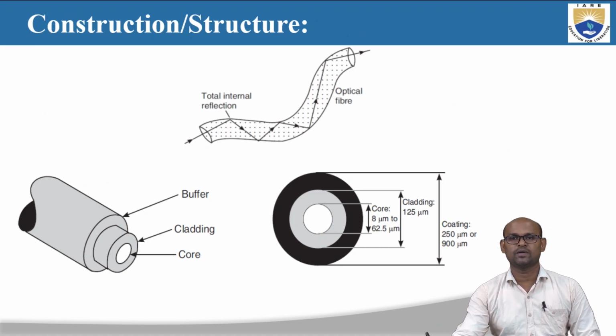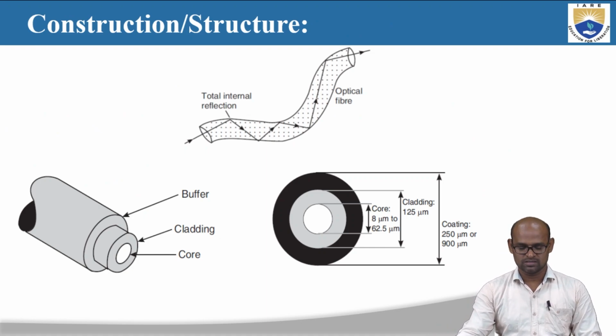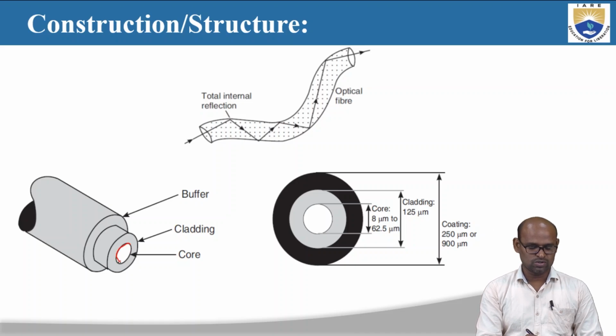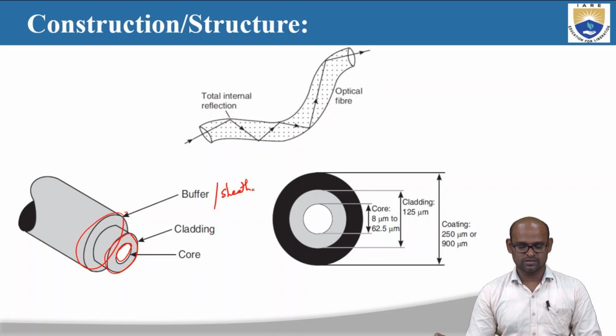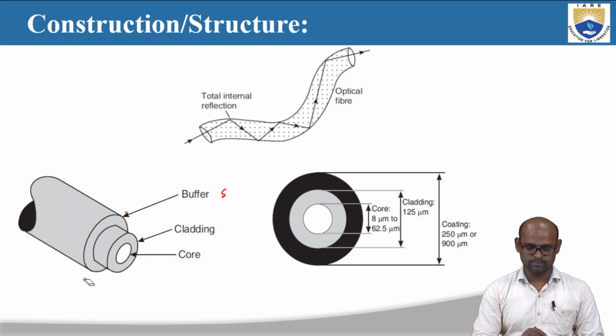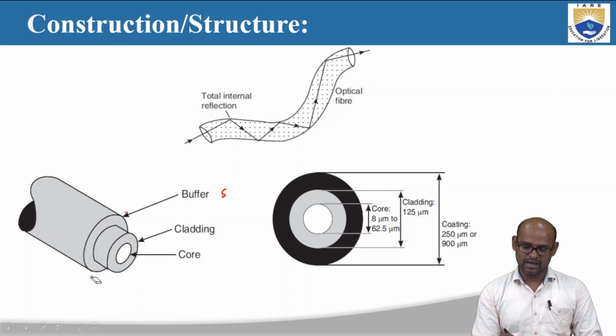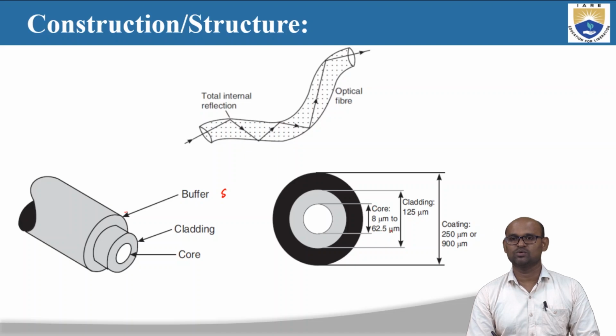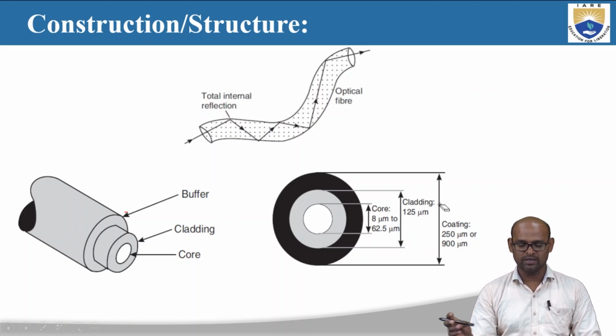Coming to the construction, the optical fiber has three cylindrical regions. The innermost cylindrical region is called the core, next to the core we have the cladding, and the outermost one is called the buffer or sheath or coating. So these are the three layers of the optical fiber. You can look at the diameter of each region. The innermost core has a diameter of around 8 micrometers to 62.5 micrometers, the cladding diameter is around 125 micrometers, and the coating or buffer or sheath is around 250 to 900 micrometers.